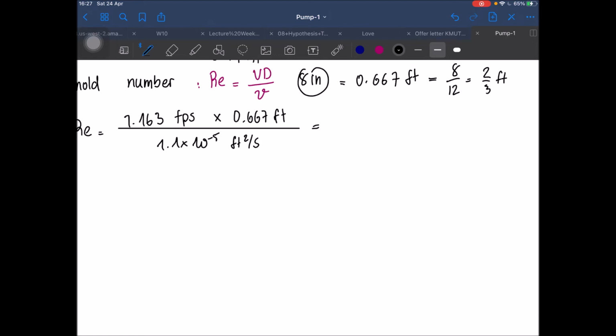So now we have 7.163 multiplied by 0.667 over 1.1 times 10 to the minus 5. Oh, that's a lot. So basically, yeah, the units are cancelled out. So it is equal to 4.3, okay, 4.35 like this.